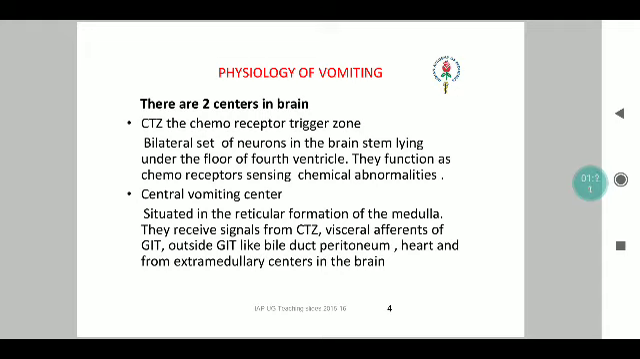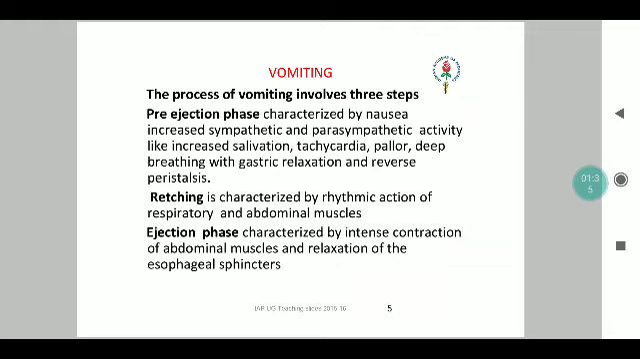The central vomiting center is situated in the reticular formation. It receives signals from outside the CTZ, based on visceral afferents from the GIT, as well as from outside the GIT, from various regions such as the bile duct, peritoneum, heart, and from extramedullary centers in the brain. Now, the physiology of vomiting as such has three phases: the pre-ejection phase, retching, and the ejection phase.